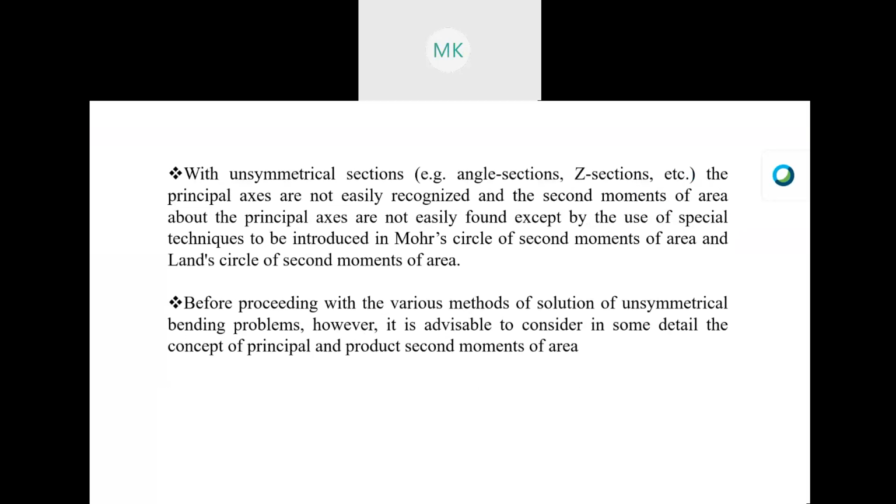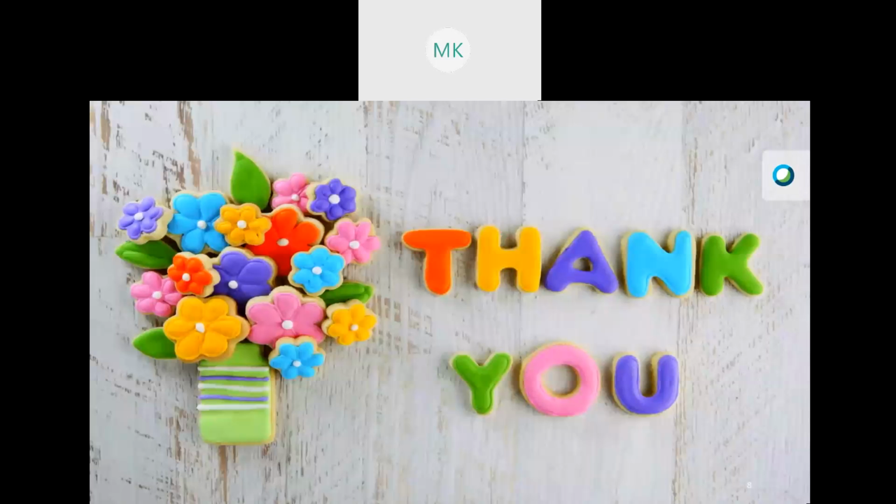So there are some methods for finding this out. There are some basic methods, and there is one method using Mohr's circle, to find out the second moment of inertia. We'll go through these methods one by one. But before that, first of all, we need to understand what the principal and product second moment of inertia are. What is the principal moment of inertia or second moment of area?